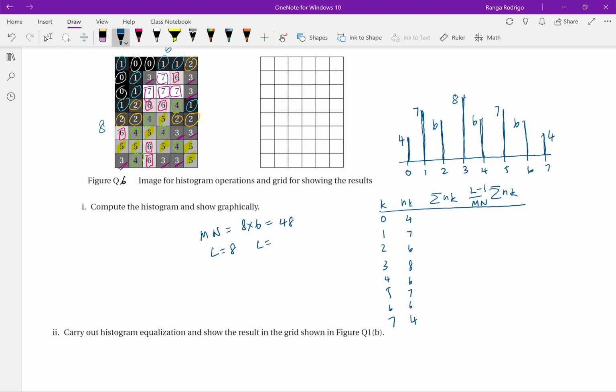L minus 1 is 7. L is the number of different values that a pixel can take. So they are from 0 to 7. That means 8. So L minus 1 is 7. So you have to multiply the whole thing by 7 over 48. So this number is actually 7 over 48. So then you have to round.